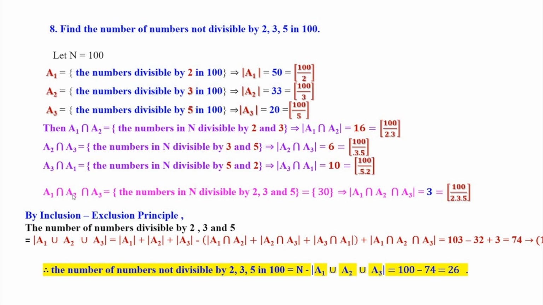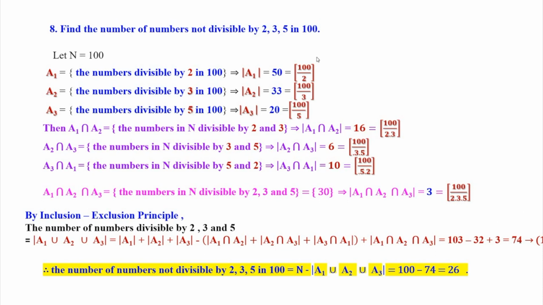Now a1 intersection a2 intersection a3 is the set of all numbers in n divisible by 2, 3 and 5. So it is 100 by 2 into 3 into 5, that gives you 3. Again the integral part is considered. So by the inclusion-exclusion principle, all these stories are known to us. So we find the sum of this, that gives 103, and this one is 32 and this one is 3. So 74 numbers from 1 to 100.